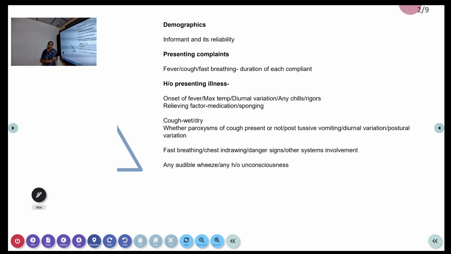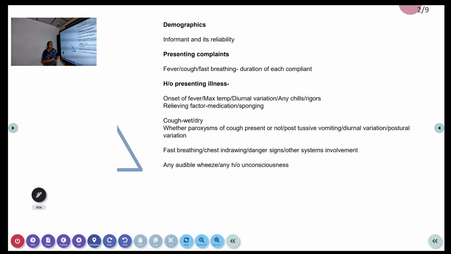Suppose you have a child coming from Lakshadweep. There are certain diseases or conditions which are endemic in Lakshadweep. For example, hemolytic anemia like thalassemia, or a child who is coming from the tribal area, sickle cell anemia is more common there. So there are geographic distributions for certain diseases. So it's very important to ask where they are coming from. So name, age, sex, then the address.